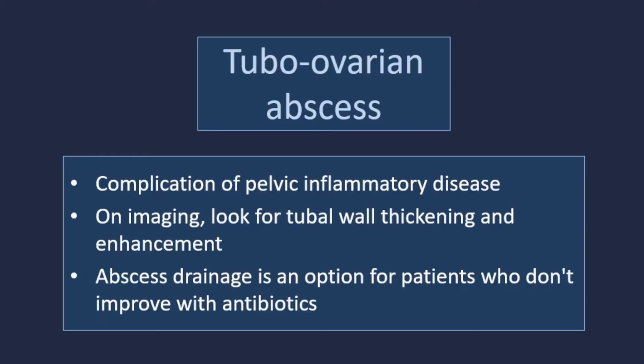The take-home points for this case are that tubo-ovarian abscess is a complication of pelvic inflammatory disease. On imaging, they look similar to abscesses elsewhere in the body, so look for tubal wall thickening and enhancement. And abscess drainage is an option for patients who don't improve with antibiotics.